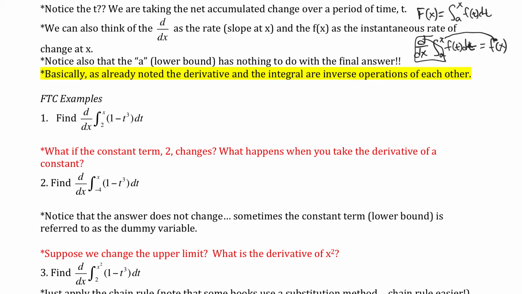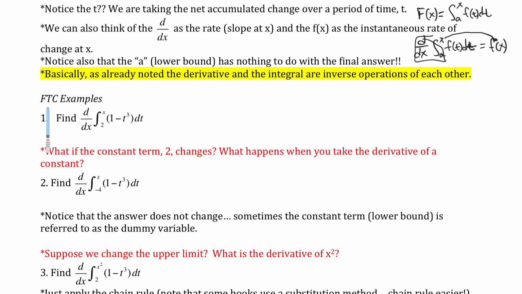All right, so you can think of the dx as the rate, the slope at x, and the f of x as the instantaneous rate of change at x. So notice that a is the lower bound and has nothing to do with this final answer. When I took the derivative with respect to x of this integral, the a went away, but the x got plugged in, right? And that just comes from the fact of the integration for part 1. So basically, as already noted, the derivative and the integral are inverse operations of each other. So here's where we need to be careful because of this a.